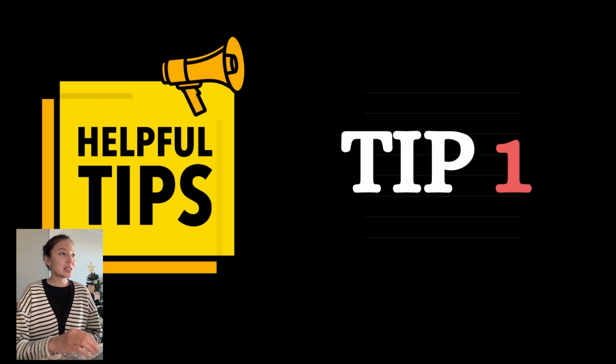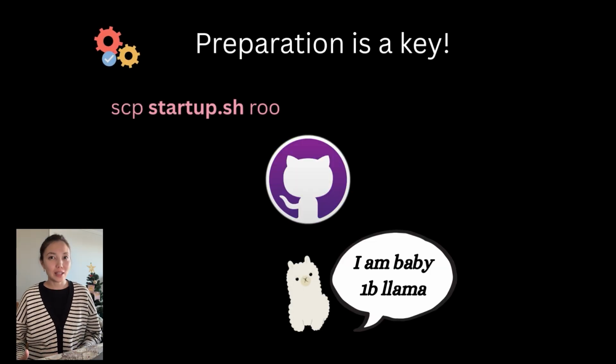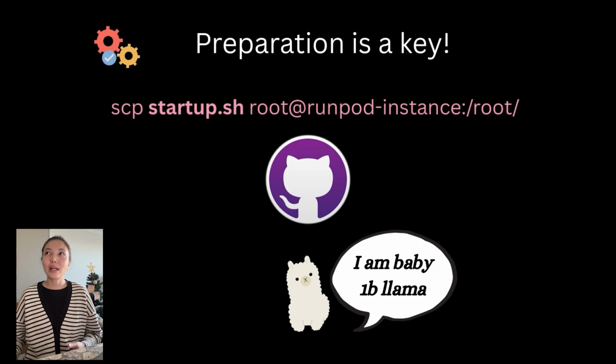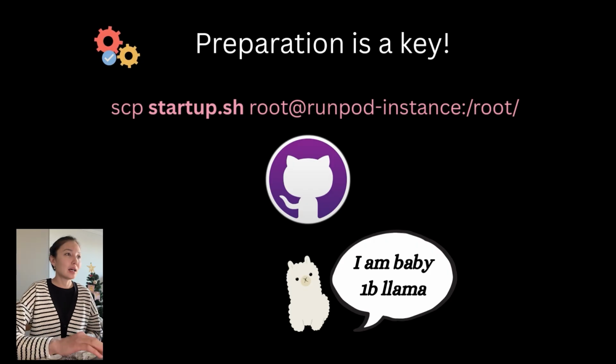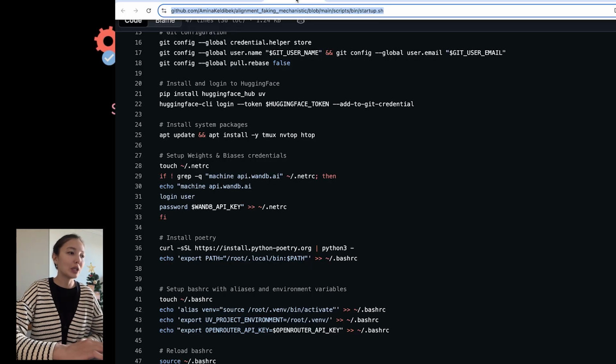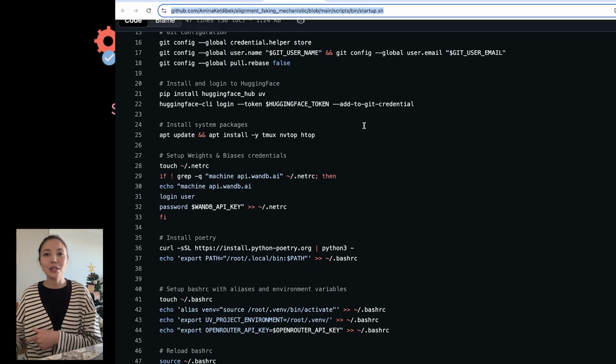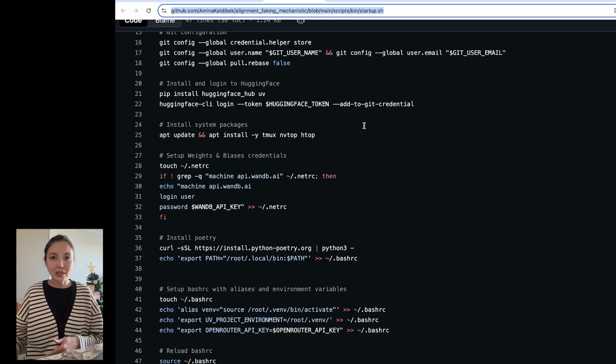I want to share with you 4 tips that I believe will help you to save your money when working with big models. And the first is that preparation is key. So first, you need to prepare your code, test it locally. And also it's a good idea to prepare a setup that you will run. You'll first SCP it to Runpod because it contains some sensitive data, so please don't push it to GitHub.